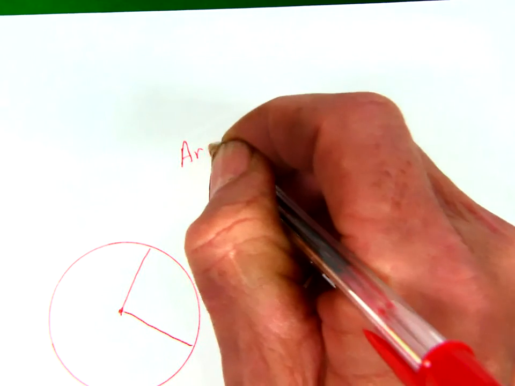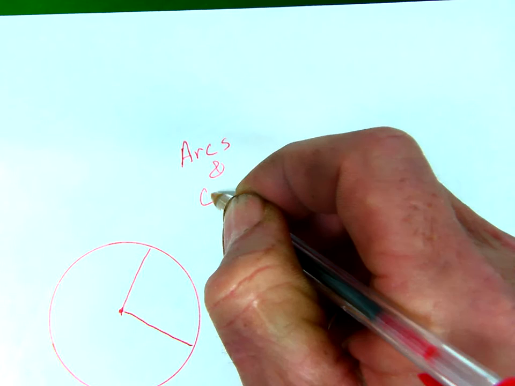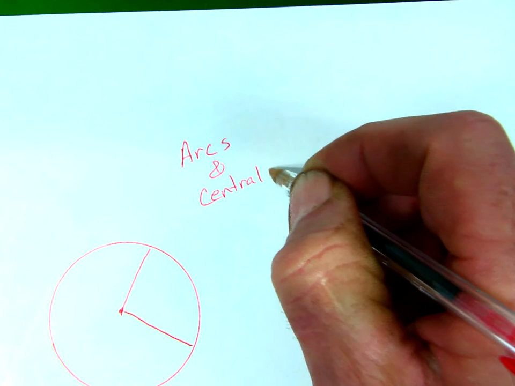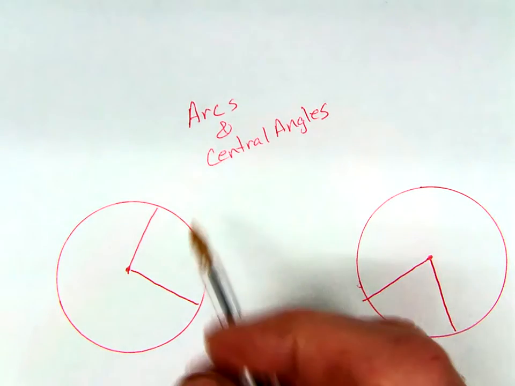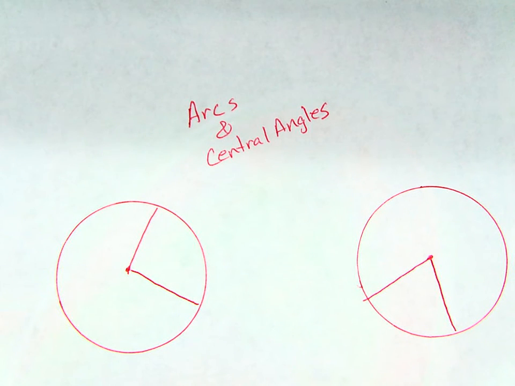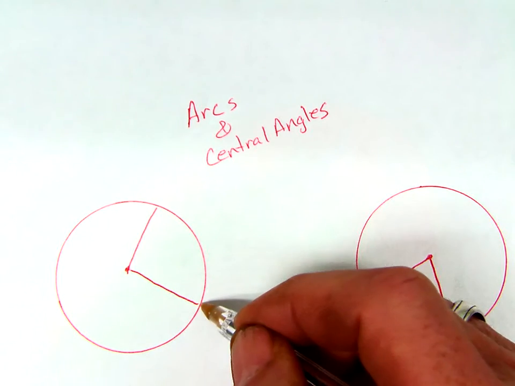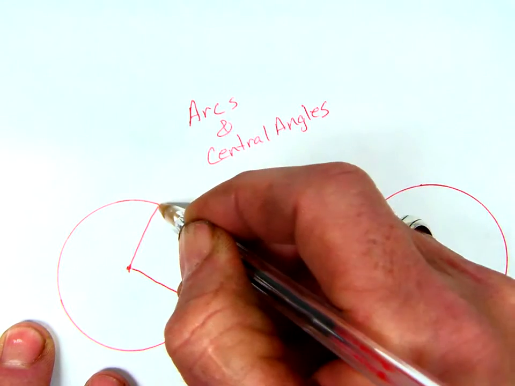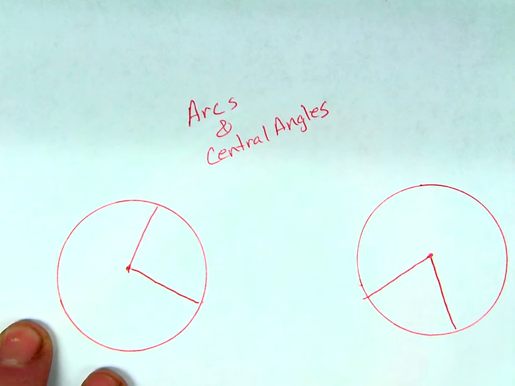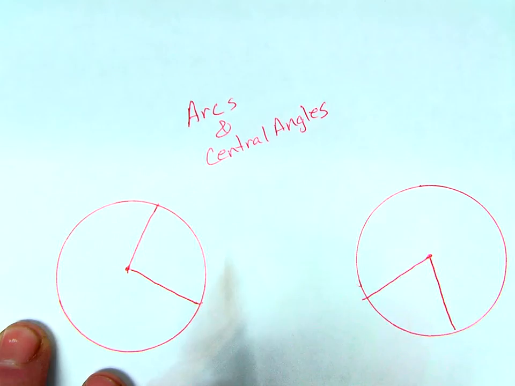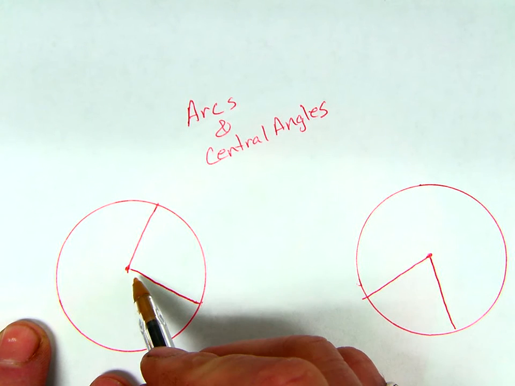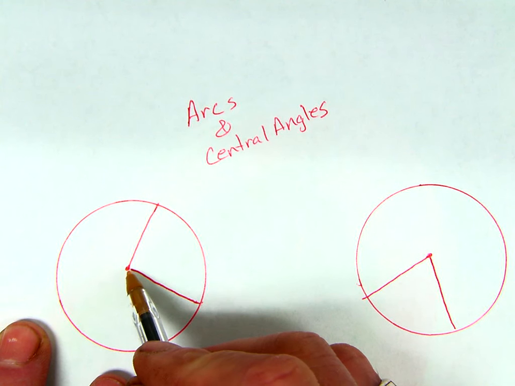Arcs and central angles. Okay. An arc is a portion of a circle. So if we start right here and we go around and we stop right here, we have created an arc. Arcs are commonly designated by central angles, telling us where to start, where to stop. A central angle is an angle whose vertex is at the center of the circle.